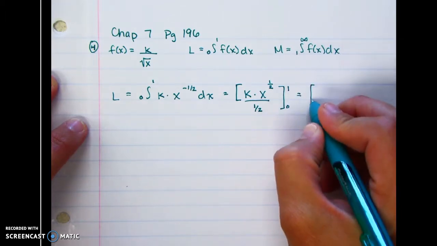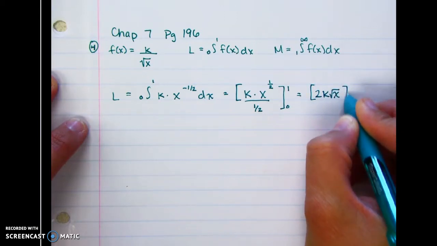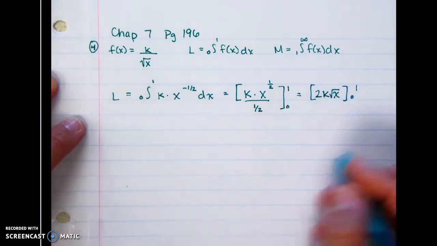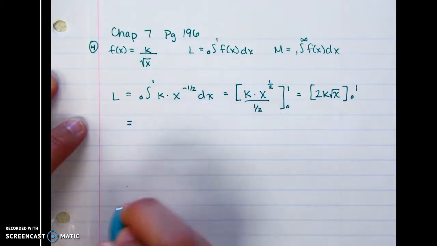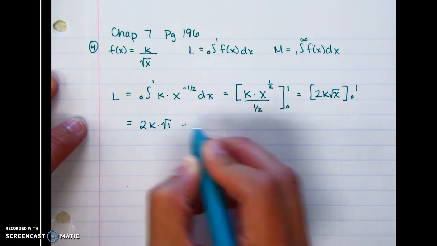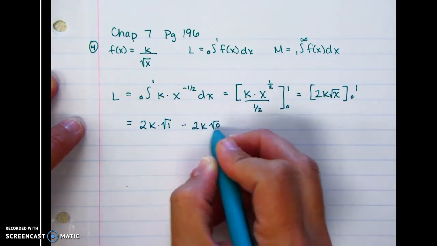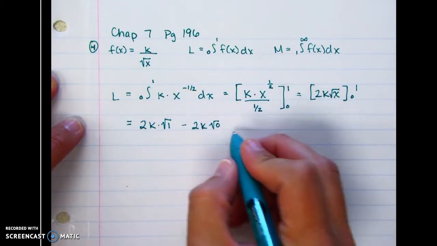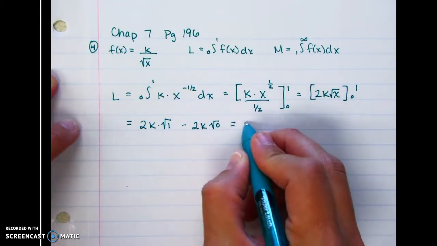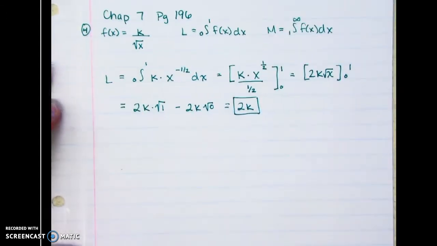So what do I have actually? I have 2k times the square root of x from 0 to 1. And we're going to do top minus bottom. So 2k times the square root of 1 minus 2k times the square root of 0. The square root of 0 is 0. And so we're left with L is equal to 2k. We're going to leave that there.